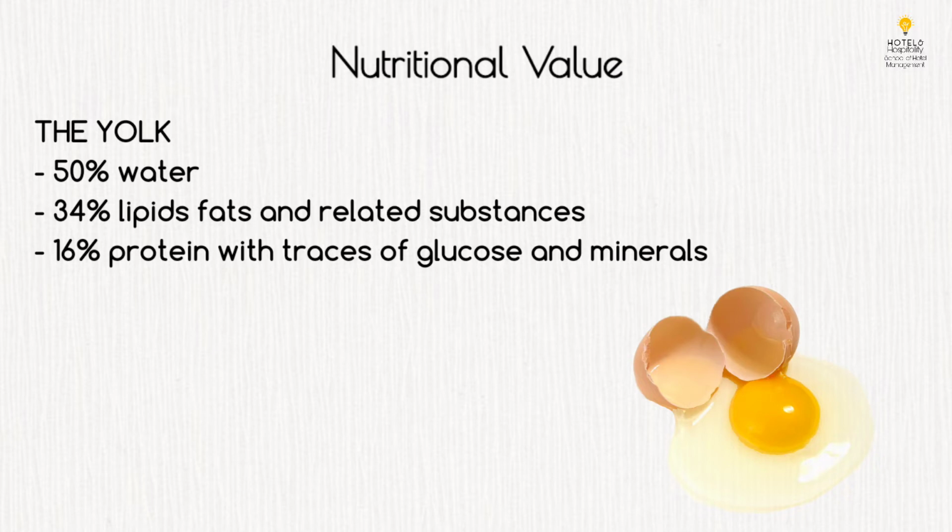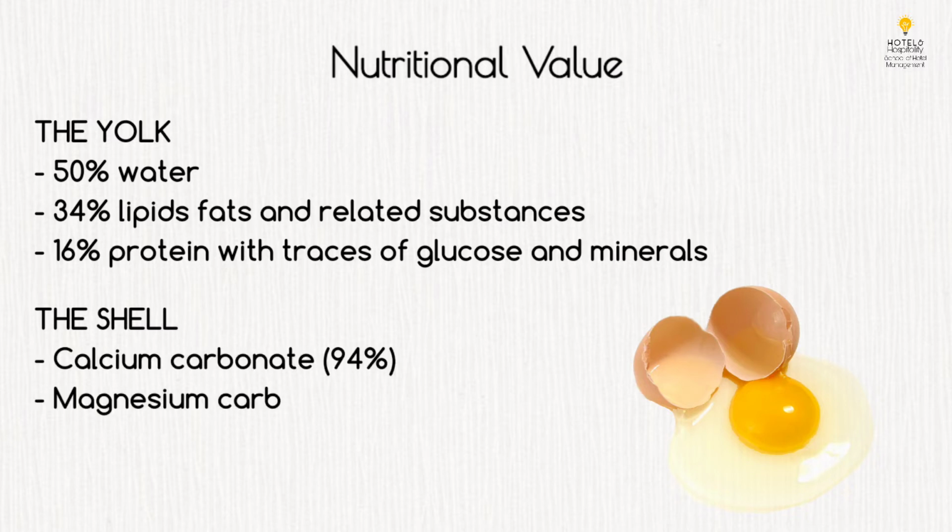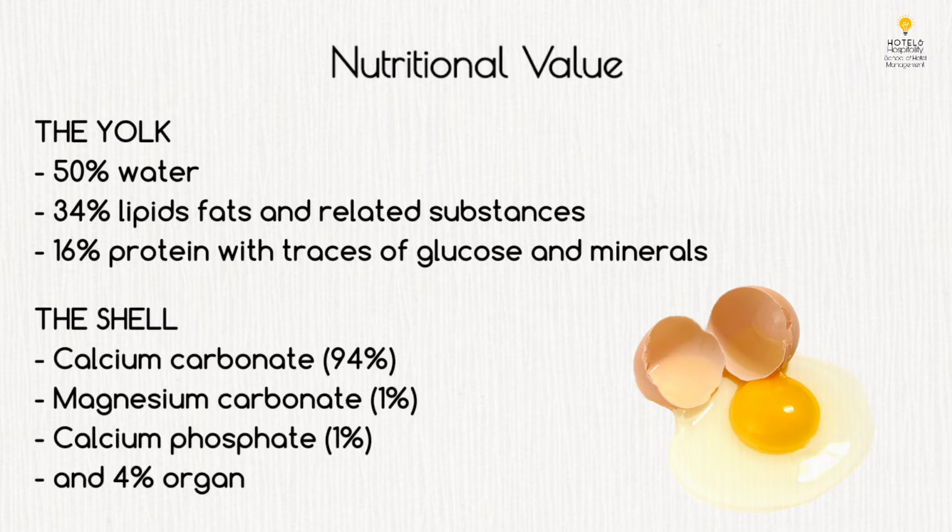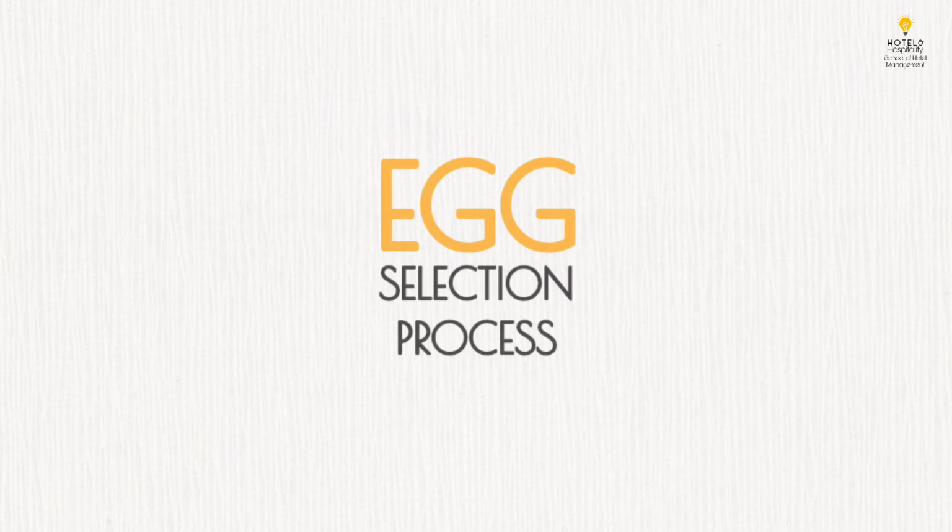The egg is made up of approximately 11% shell and 89% interior. The shell contains 94% calcium carbonate, 1% magnesium carbonate, 1% calcium phosphate and 4% organic matter.